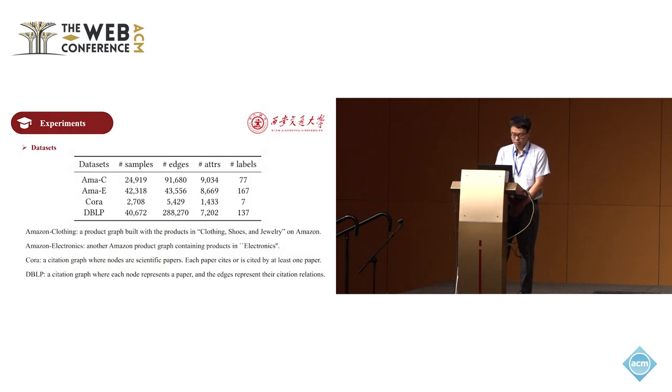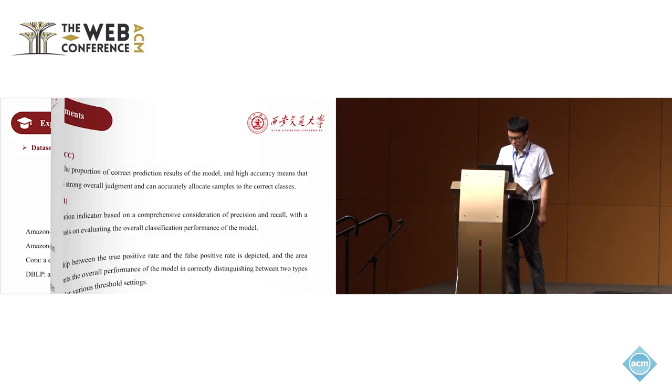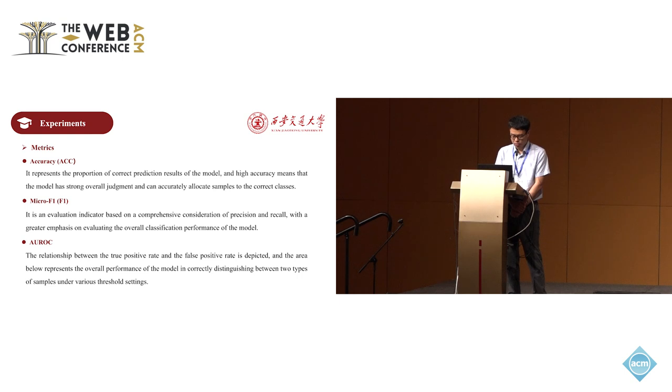We conduct our experiments on four datasets, including Amazon clothing, Amazon electronics, and two citation graphs, Cora and DBLP. We conduct our experiments by selecting one class as OOD samples, and the remaining samples are used to train and test a normal few-shot learning model. We use two metrics, accuracy and micro F1 score, for classification performance. And we use AUROC to evaluate the performance of OOD detection.